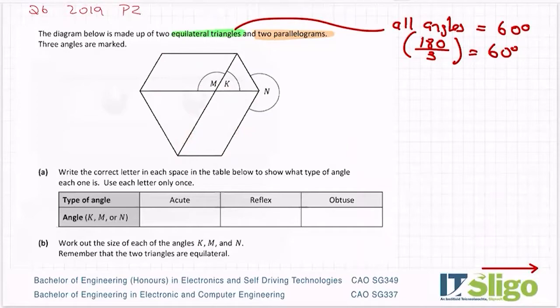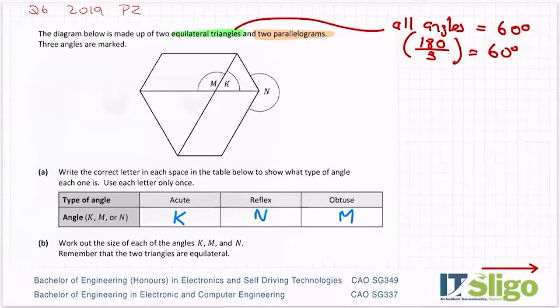Okay, so part A then says write the correct letter in each space in the table below to show what type of angle is each one. Use each letter only once. So my acute angle is my small angle. So it has to be K. My reflex angle is N. It's the one greater than 180, but less than 360. And my obtuse is between 90 and 180. So it must be that one there, because if I go straight up, won't I have my 90 degrees angle? So you can see that that one is greater than 90 degrees. So there's your three types of angles.